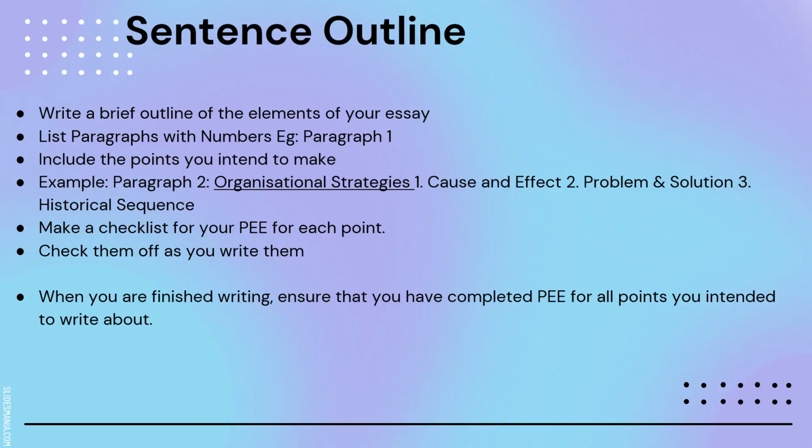Your sentence outline should briefly outline the elements of your essay. So the first thing you should do is write down how many paragraphs you intend to have in this essay. If the essay question says, list 3 organizational strategies, 3 language techniques, and speak about validity, that means that there are 3 paragraphs that you're going to create right there. One for organizational strategies, one for language techniques, and one to discuss validity.